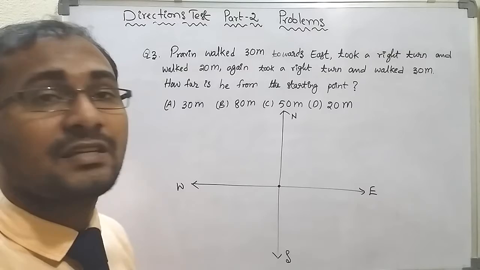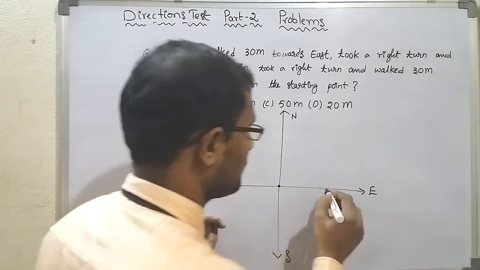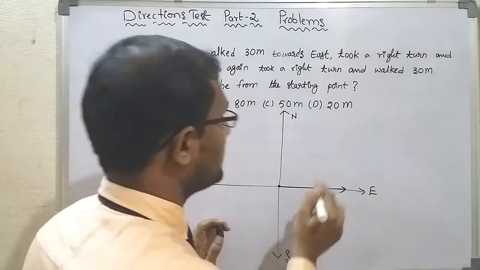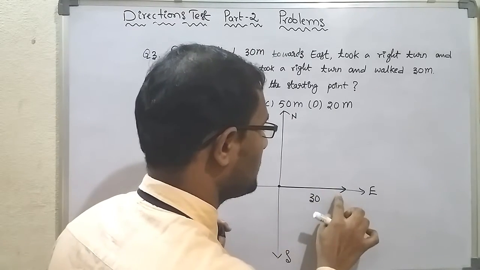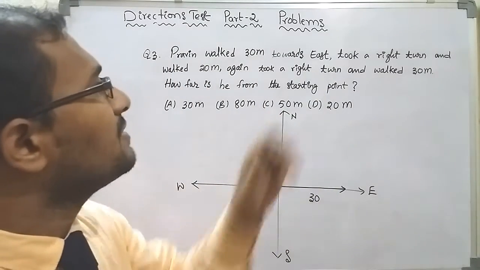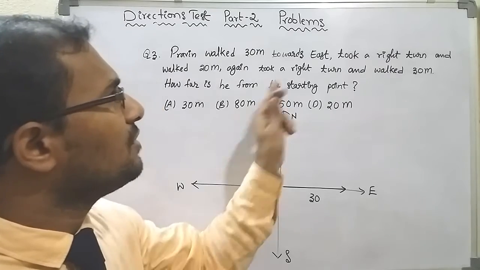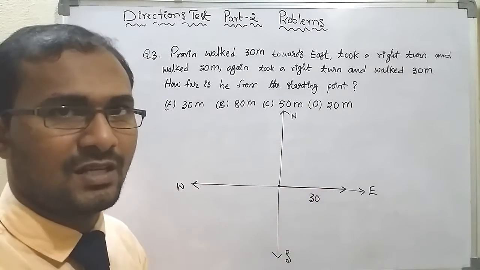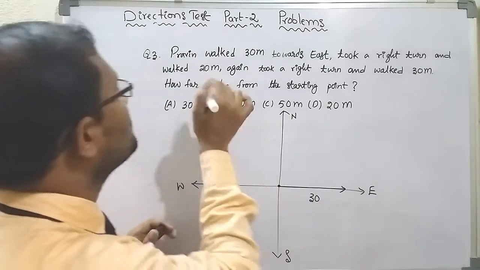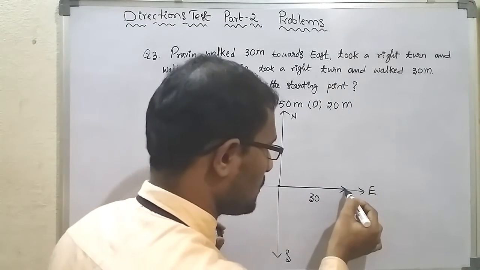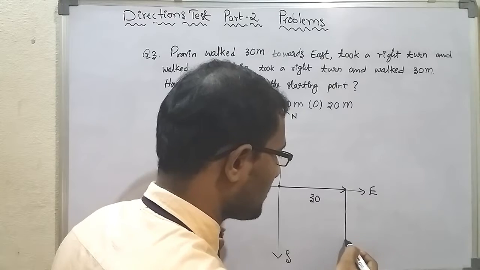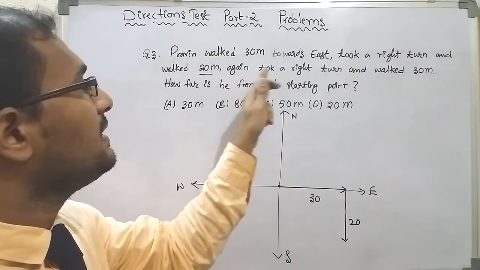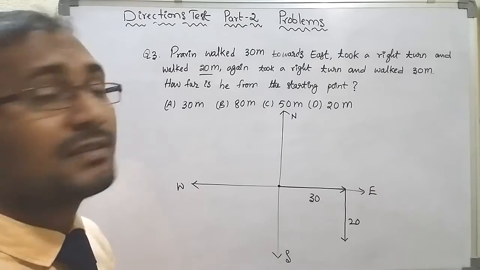Praveen walked 30 meters towards east. He covered 30 meters, and after that he took a right turn. Now for a person who is moving in the east direction, what is the right turn? Obviously the south direction. After taking the right turn, how much do we have to cover? 20. So I'm taking a right turn and now I'm covering 20 meters.